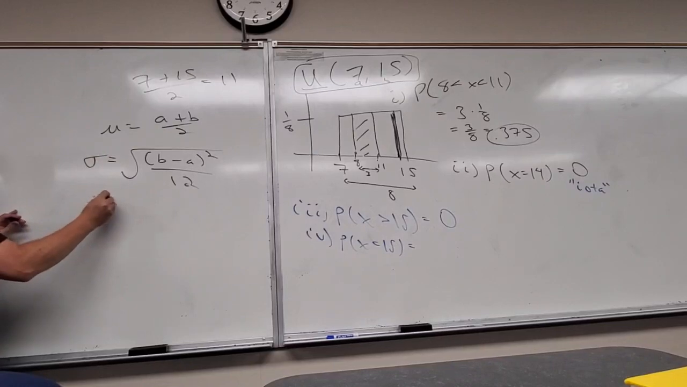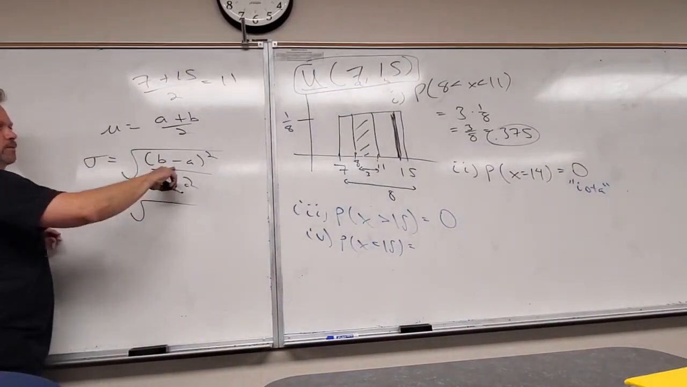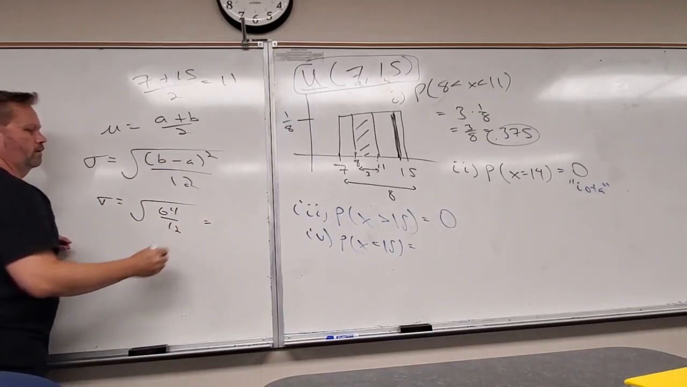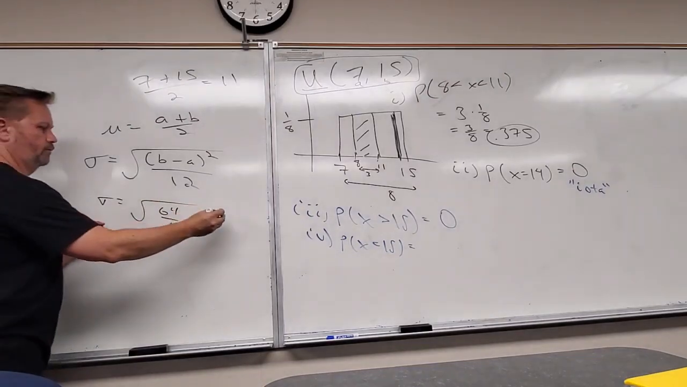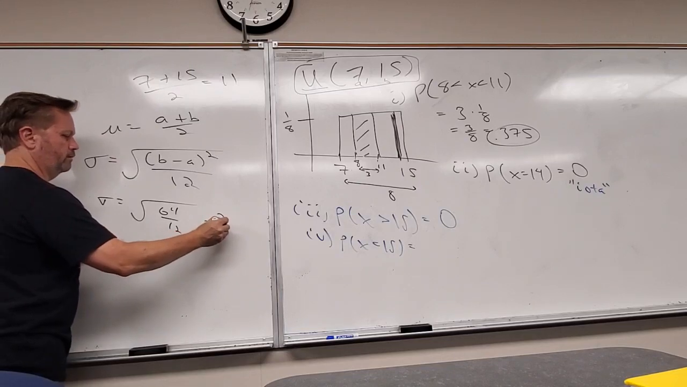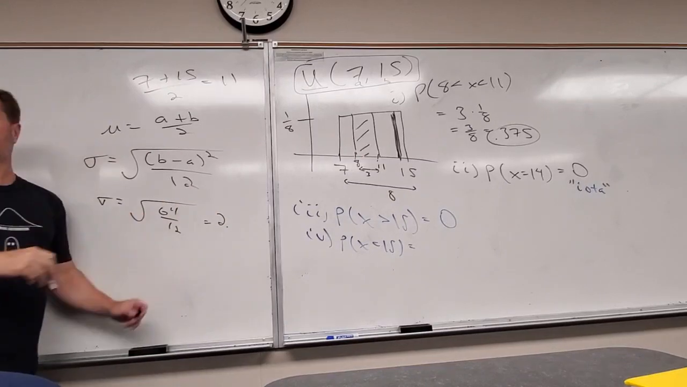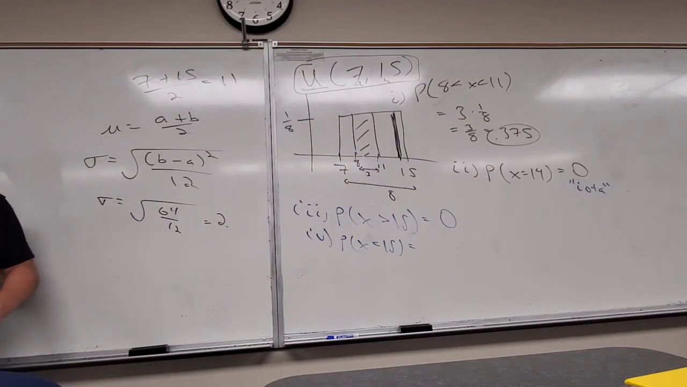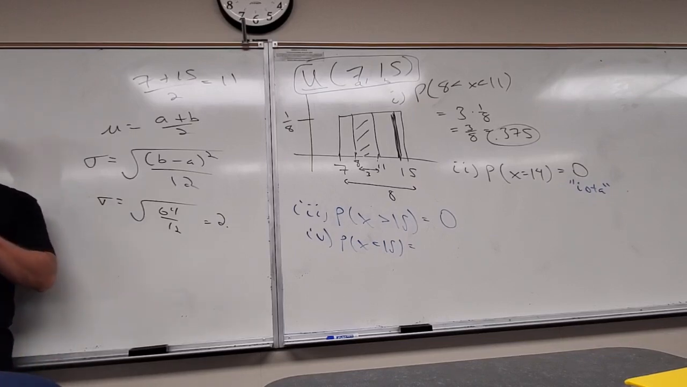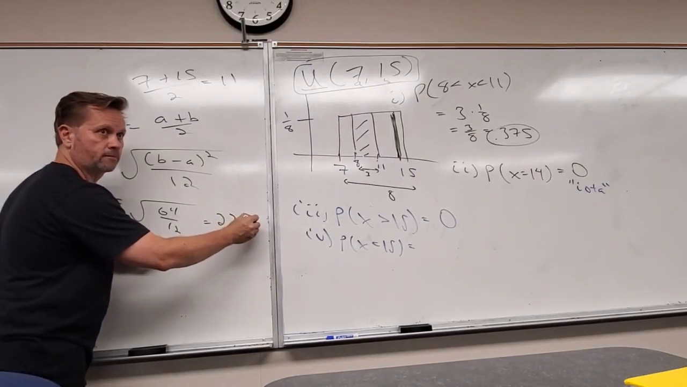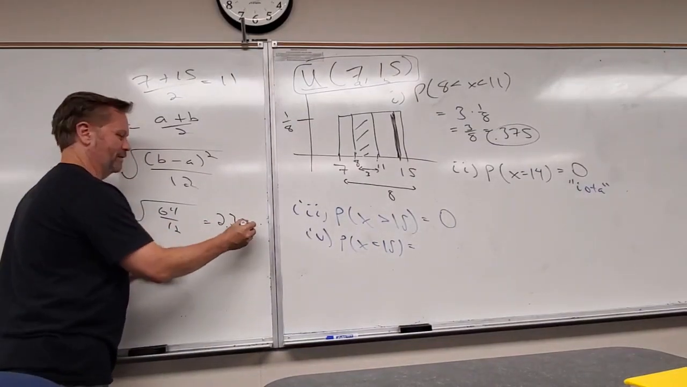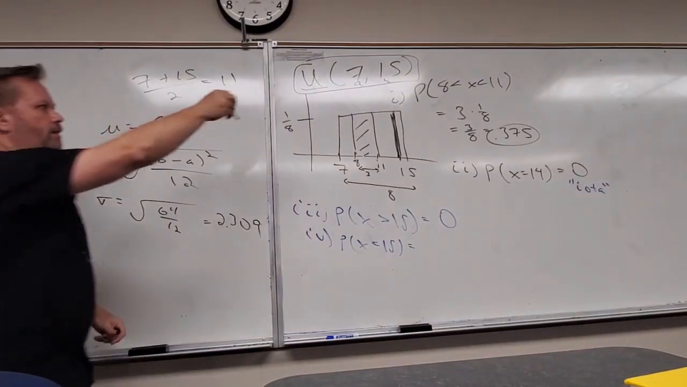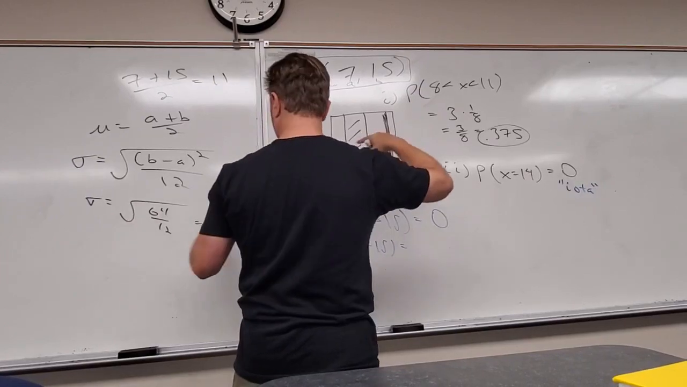So what would the standard deviation be for us? It would be 15 minus 7 is 8. Squared is 64. Whatever the hell that is. Square root of it, yeah? Yeah, thanks, man. So it should be about 2.2 something, maybe? Two point three oh four? No, 2.309. Yeah. Okay. All right. So that means that the middle is at 11. And on average, they get 2.309 away from that.